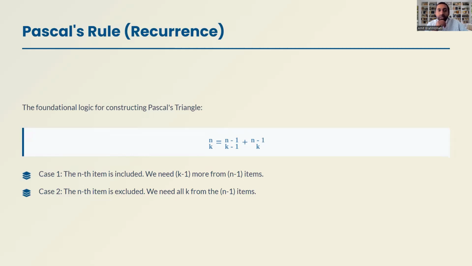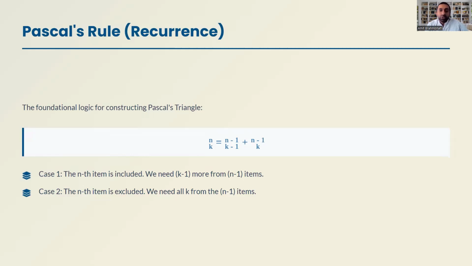Let's prove this combinatorially. Suppose we want to choose a team of k players from a pool of n candidates, and let's pick one specific star player, say Alice. We can partition our selection into two disjoint cases. Case 1 is Alice is on the team. In this case, we only need to choose k minus 1 more players from the remaining n minus 1 candidates.